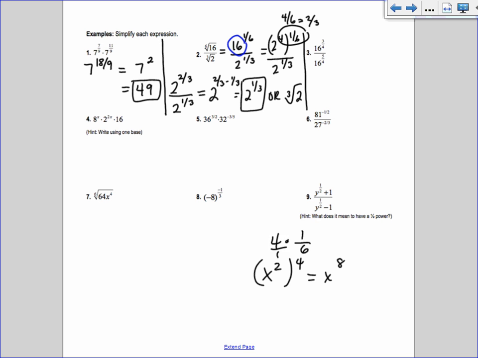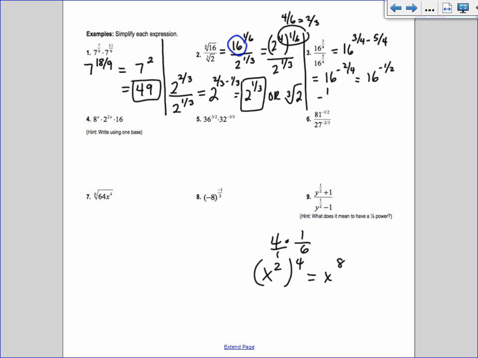All right, number 3. This one's a little bit easier because they do have the same base. So when they have the same base, you can just subtract the exponents. So you're going to have 16 to the 3/4 minus 5/4. So we get 16 to the negative 2/4, or 16 to the negative 1/2, right?